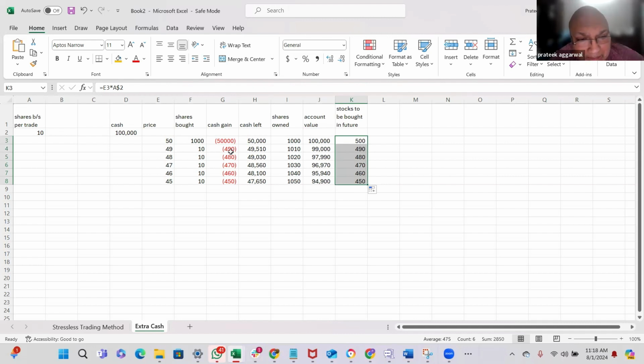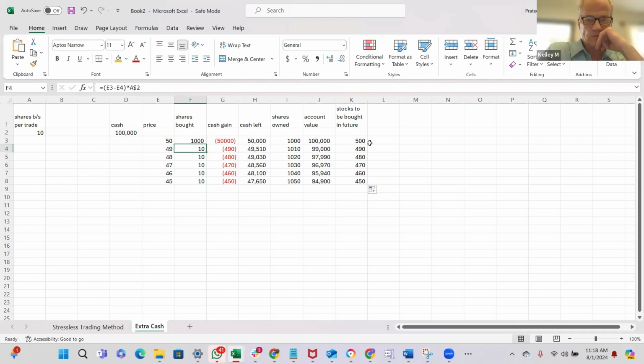So basically, what is happening is I bought 10 more shares, and so now I have 10 fewer shares to buy in the future. My number of shares to buy in the future is reducing as I'm buying more and more shares as the price is going down, right? So the number of shares to be bought in the future is now very clear as to how many shares I need to buy in the future as the price drops.